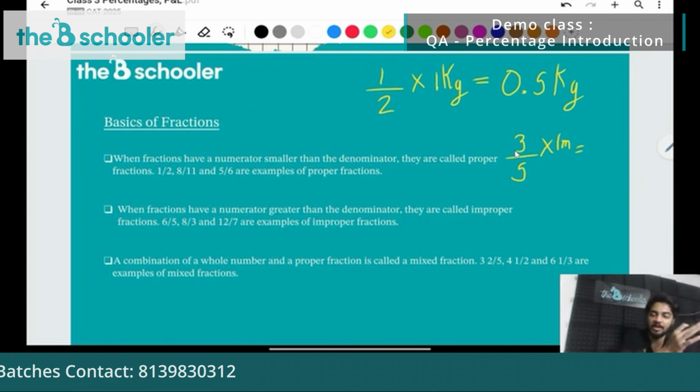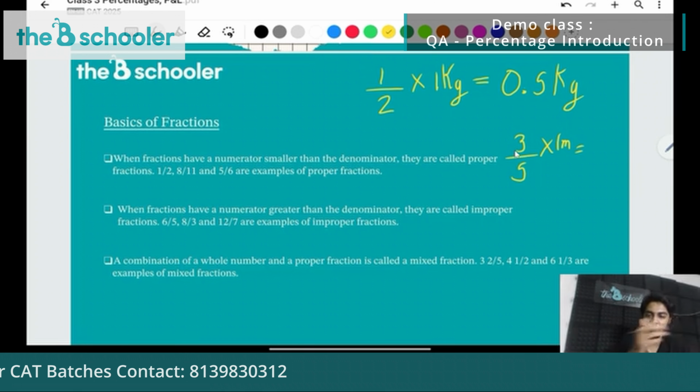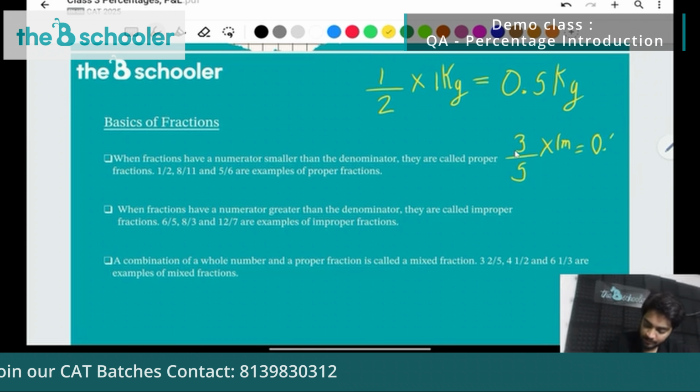0.6, right? When I divide into 5 equal parts, each part is 0.2 meters. When we pick 3 parts you'll get 0.2, 0.2, 0.2, that is 0.6 meter, right? When 1 meter is divided into 5 parts, we get 5 equal parts of 0.2 meters each. So this is what we mean when we say fractions. This is the basic thing that we know about fractions.